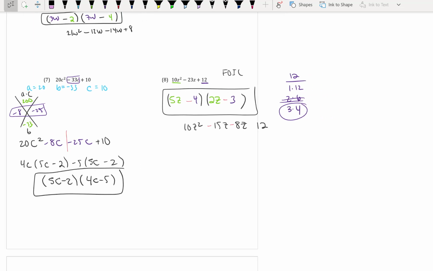Could you have done the AC method? Absolutely. Would it have worked? Yes. Would you get the same answer? Yes. It's all about student preference. And I just want to show you that both methods have its pros and cons, right? You can like AC, that's cool. You can also like the guess and check method, and that's fine too. You really just have to practice and see what's going to work best for you.